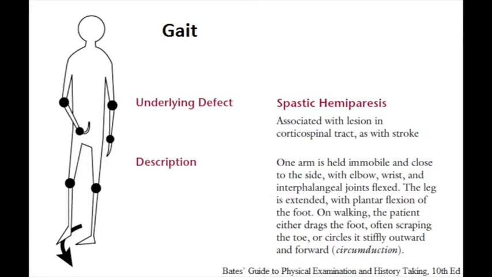Spastic hemiparesis, associated with lesion in corticospinal tract as with stroke. Description: one arm is held immobile and close to the side, with elbow, wrist, and interphalangeal joints flexed. The leg is extended, with plantar flexion of the foot. On walking, the patient either drags the foot, often scraping the toe, or circumducts it stiffly outward and forward.